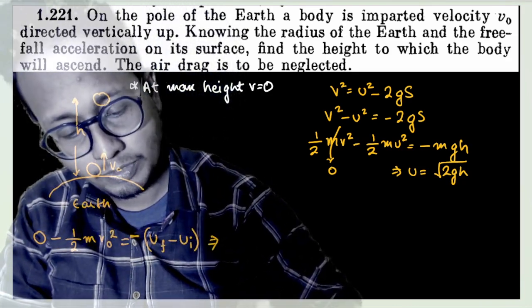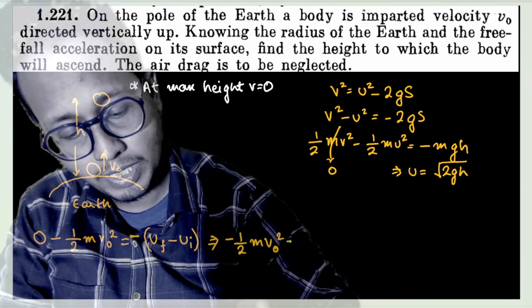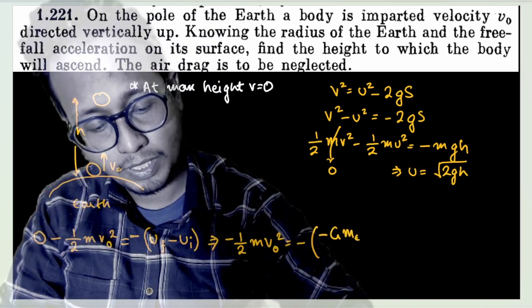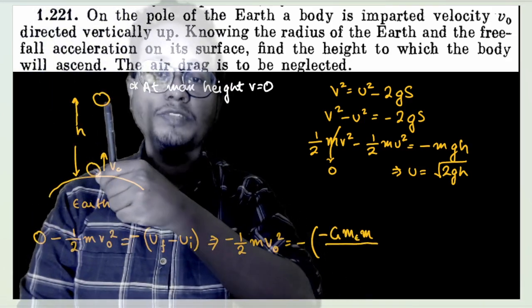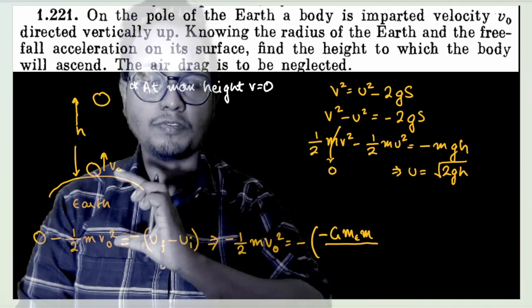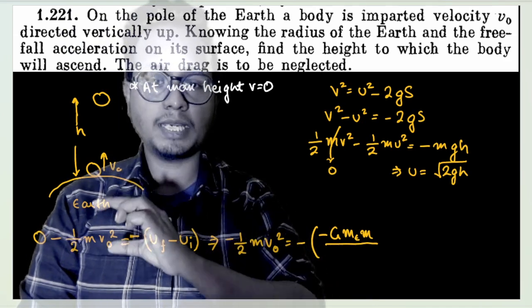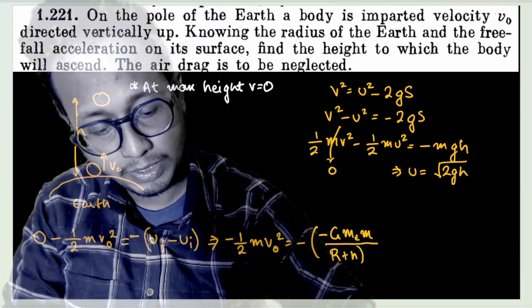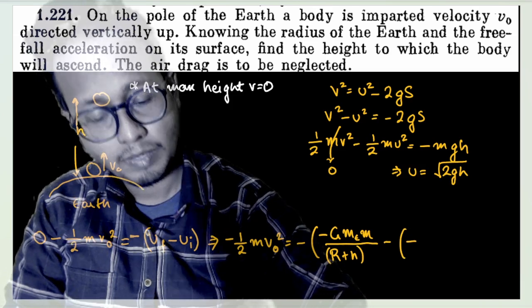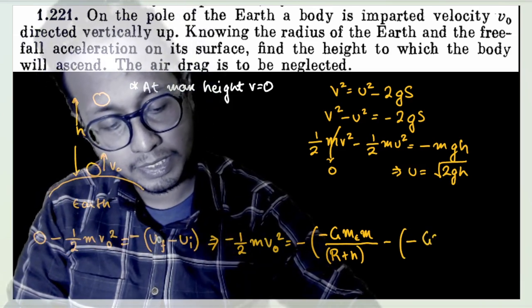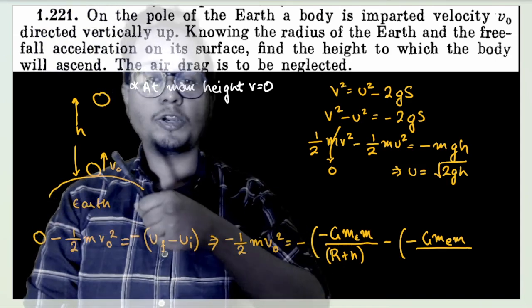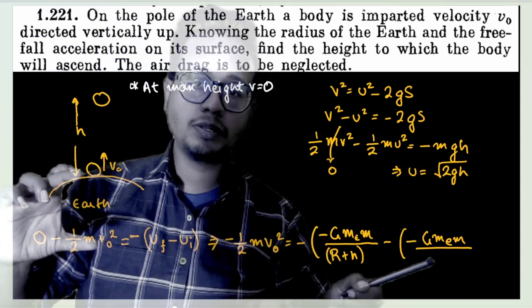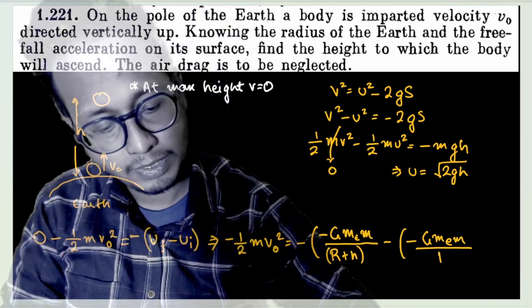Okay. So if I redraw my equation, half m v naught square is equal to minus of, what is the final potential energy? Minus G mass of earth into mass of body divided by the distance of this body from the center of earth. So if the radius of earth is r, the denominator out here would be r plus h, because you always take from the center of earth. Minus, what is the initial potential energy? Minus G mass of earth into mass of body divided by r, because the body was initially situated at the surface of earth, so the denominator will be nothing but r.